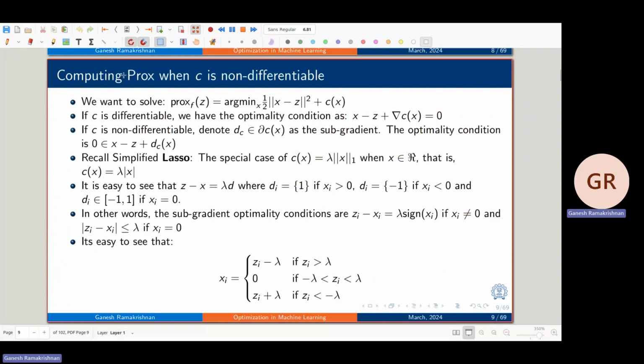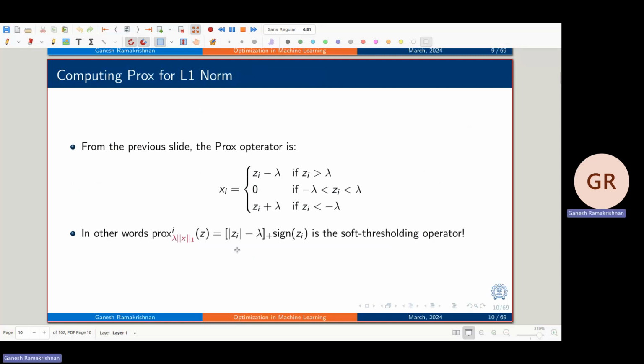Now this brings in the perspective we talked about in the last class: if C is non-differentiable, the classic example is simplified lasso, where Cx is lambda times the 1 norm of x. Very specifically, let's say Cx is just lambda times the absolute value of x, assuming x is a real number. In which case, this is what you get. Xi is Zi minus lambda if Zi is greater than lambda; 0 if Zi is between minus lambda and lambda; and Zi plus lambda if Zi is less than minus lambda. Just pushing up a fairly negative Zi by lambda, pushing down a fairly positive Zi by lambda, and anything between minus lambda and lambda, set it to 0. This is just generalizing the whole thing for the L1 norm, right? Now you'll have to do this component wise.